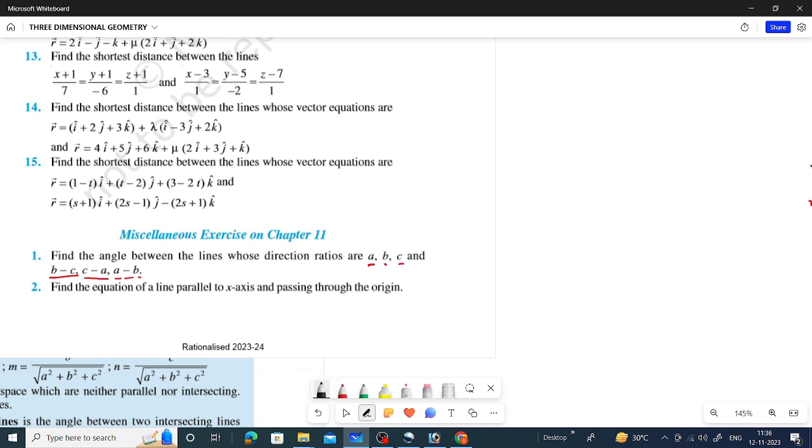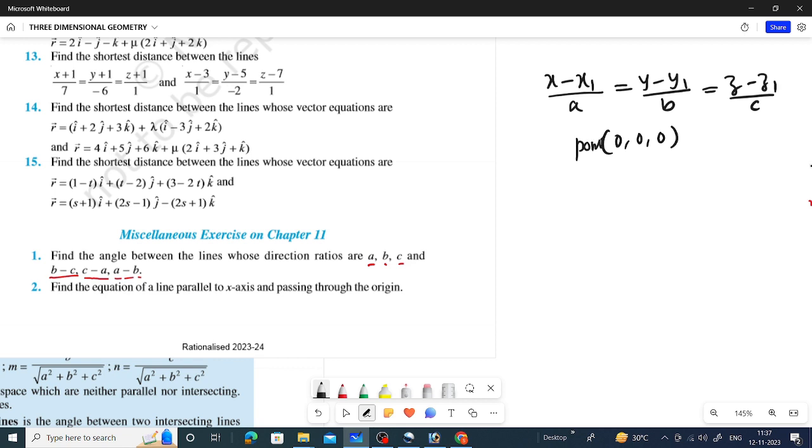You just remember this: x minus x1 by the first direction ratio, y minus y1 by the second direction ratio, z minus z1 by the third direction ratio. Here x1, y1, z1 are the points through which the line is passing. We have to find the equation of the line parallel to the x-axis and passing through the origin. That means x1, y1, z1 is 0, 0, 0.